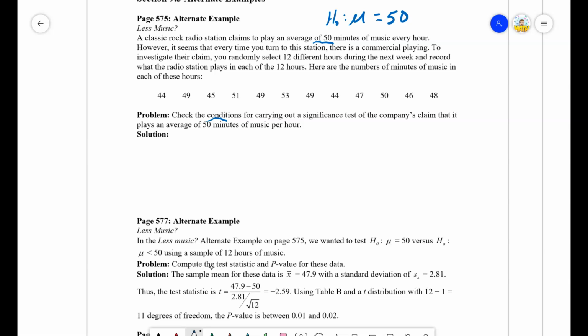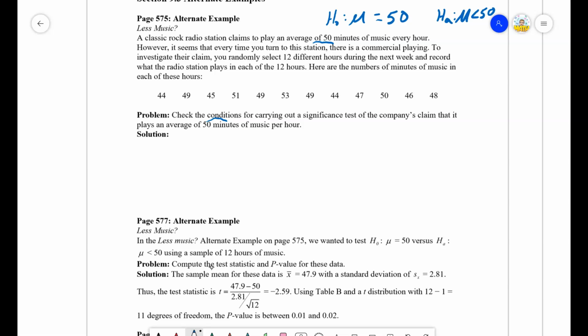However, it seems that every time you turn the station on, there is a commercial playing. To investigate their claim, you randomly select 12 different hours the next week and record what the radio station plays in each of the 12 hours. Here are the number of minutes of music. So, thinking about an alternate here, you wouldn't really be questioning this if they were playing more than 50 minutes. You're feeling like they're playing less than 50 minutes. So that's how we would come up with our alternate hypothesis. Just something to think about in the back of our minds there.